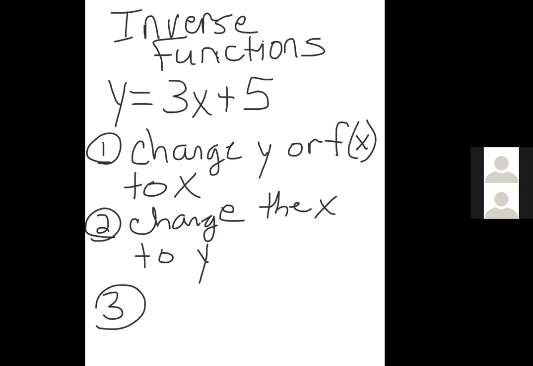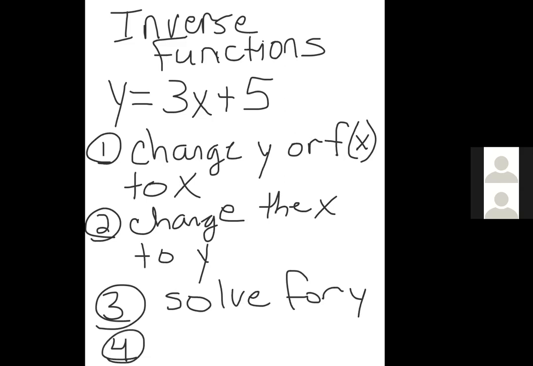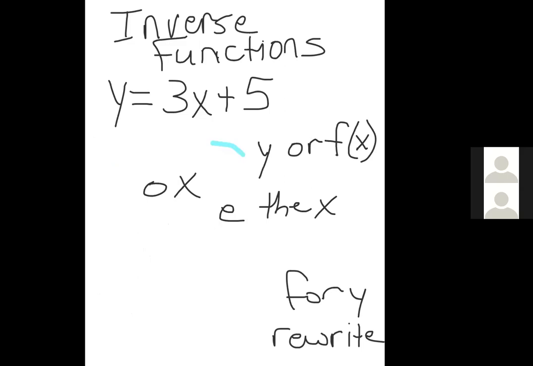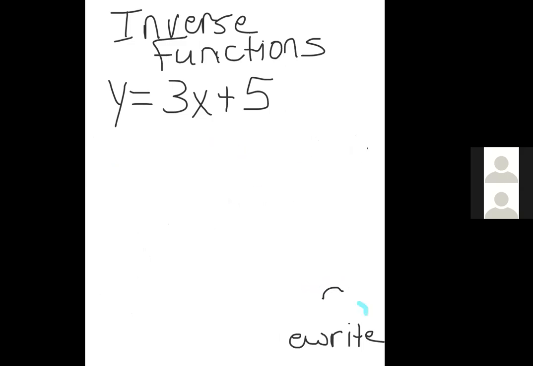Once we do that, it becomes everyone's favorite, a literal equation. Then step 3, you're going to solve for y. And step 4, we are going to rewrite as f to the -1. And the reason we do that is that -1 in the exponent lets us know that it is the inverse, and that's how we're going to tell. So let's go back to the problem I just told you we were going to do. And if the notes are going too fast for you, please pause it if you want to get all those down.